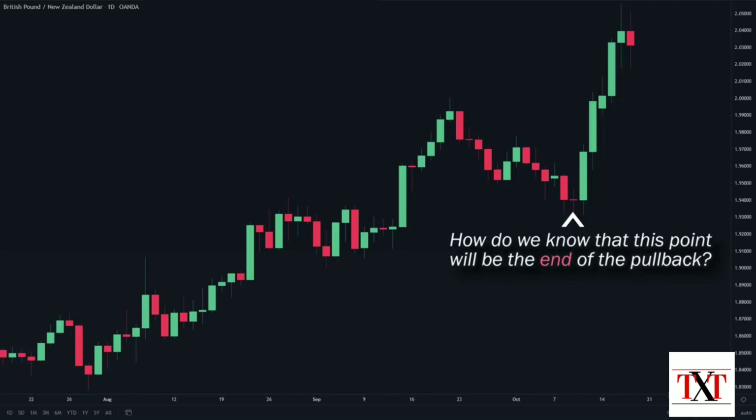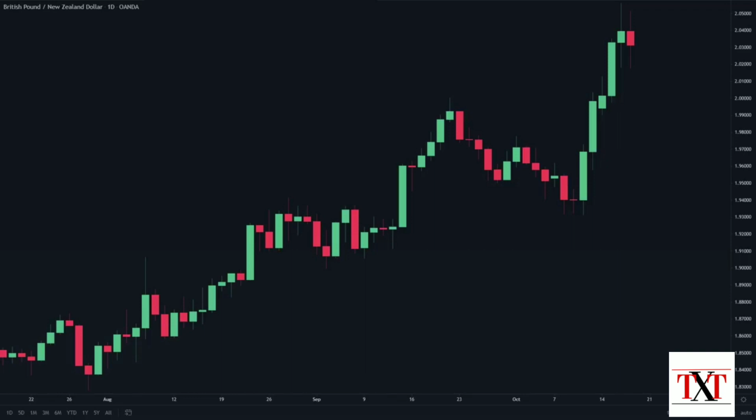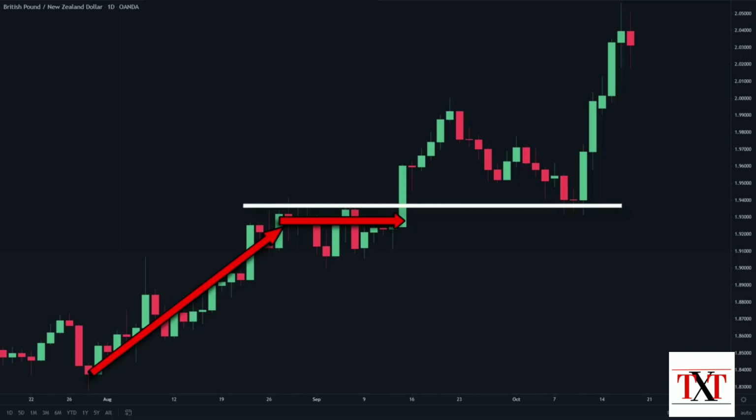Well, in my previous video, I mentioned that a pullback tends to end at a previous key level, like in this example. Here, we can see that the price went up and consolidates at this level, making this a level of resistance. Next, we saw the price broke through the resistance level and made a pullback. Now notice where the pullback ended, the previous resistance level that we drew earlier. And so it's widely known that pullbacks tend to end at a key level.